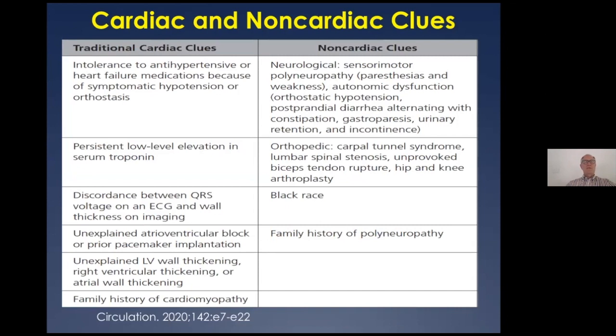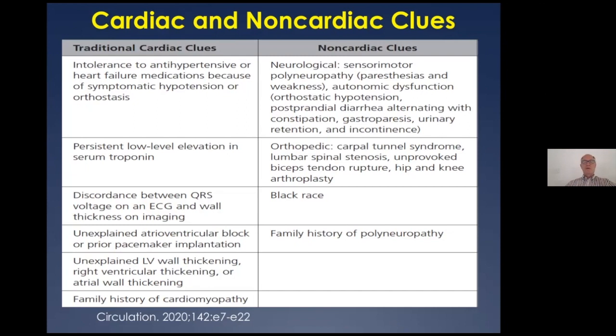We talked about the traditional cardiac clues: intolerance to antihypertensives, orthostatic hypotension, persistent low elevation of troponin, discordance between QRS voltage on ECG and wall thickness, unexplained AV block or prior pacemaker implantation, unexplained LV wall thickening. You may find a thick LV wall on echo in patients who don't have hypertension, et cetera, as well as a family history of cardiomyopathy.